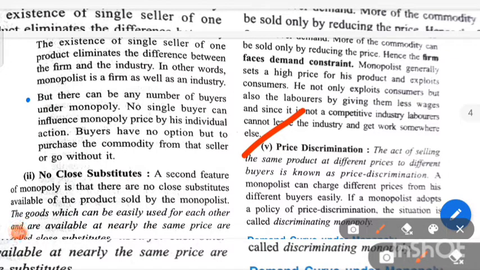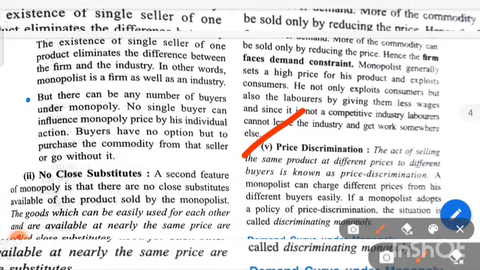For example, let us take A and B who are consumers, the buyers, going to a shop. When they enter the shop, A and B buy the same product. The shopkeeper tells A to give 50 rupees for that product, and for B only 35 or 40.